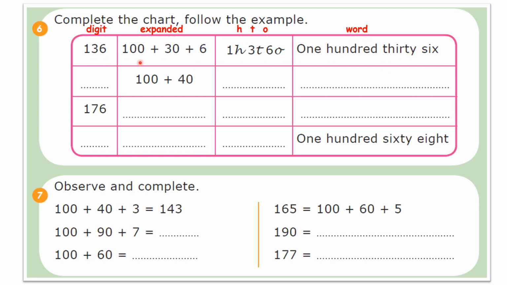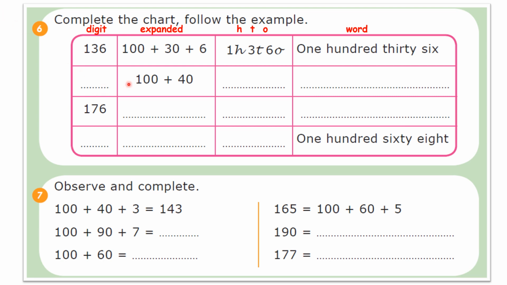Okay, the first one is already done for us, just to show us how to solve. Now, let's go for the other one. Here, I have only the expanded form, and I need to write the number in digits, in HTO, and in words. Now, let's start here. What is the expanded form of my number? 100 plus 40. So here we have hundreds and tens. When I don't have a value, I don't ignore it. I just write 0 instead.